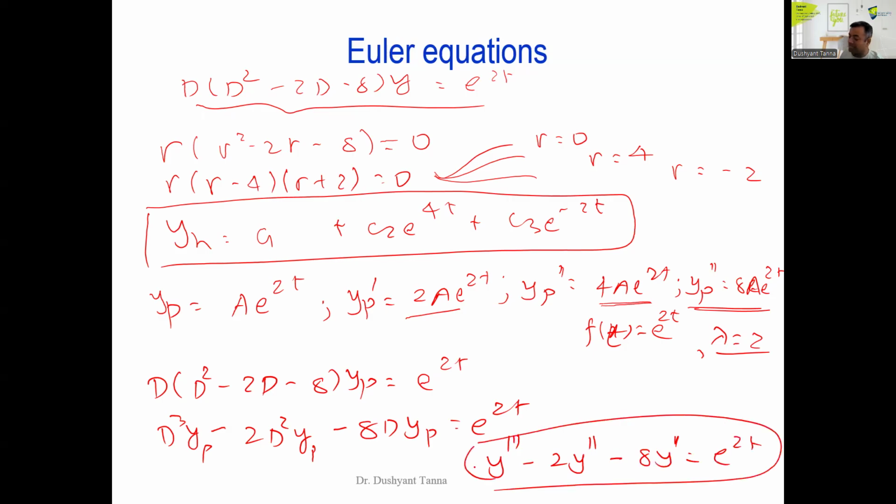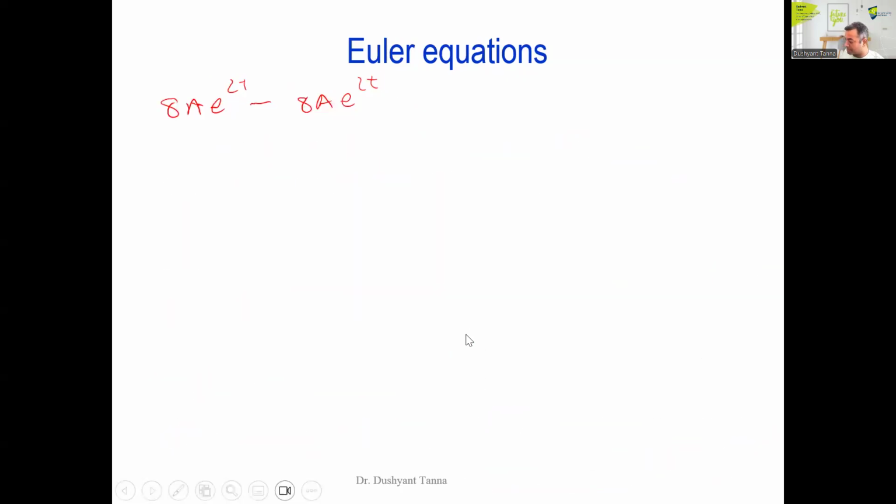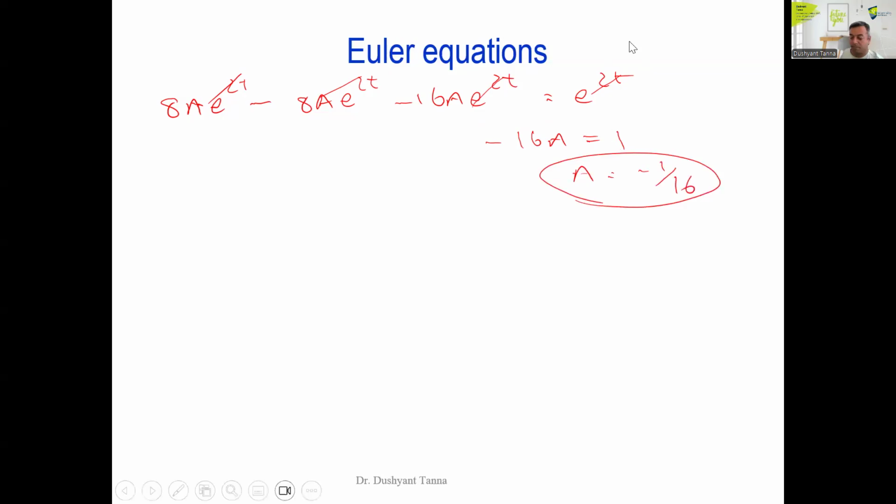So that way you can easily plug the values back in. If it doesn't confuse you, then just skip this step. So 8 times 2, that's minus 16a e raised to 2t. And the right hand side is nothing but e raised to 2t. That gets cancelled. So minus 16a is 1, and a is minus 1 on 16. Finally, that will give you your yp as minus 1 on 16 e power 2t.